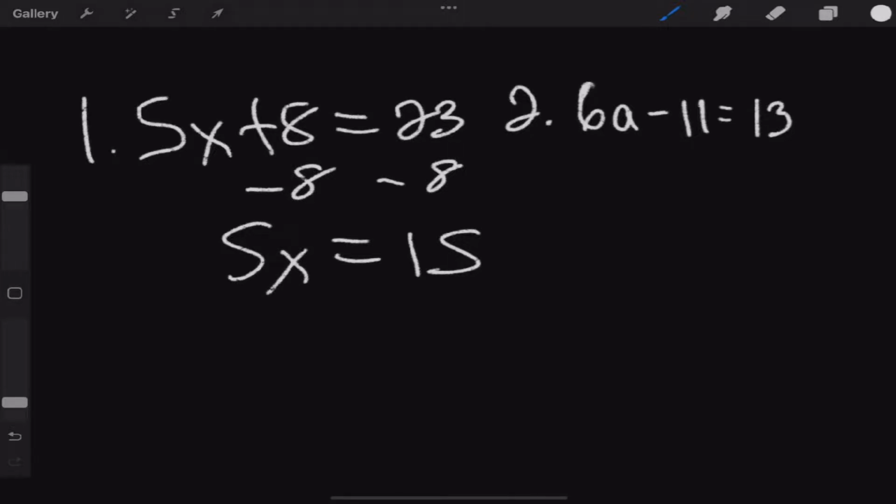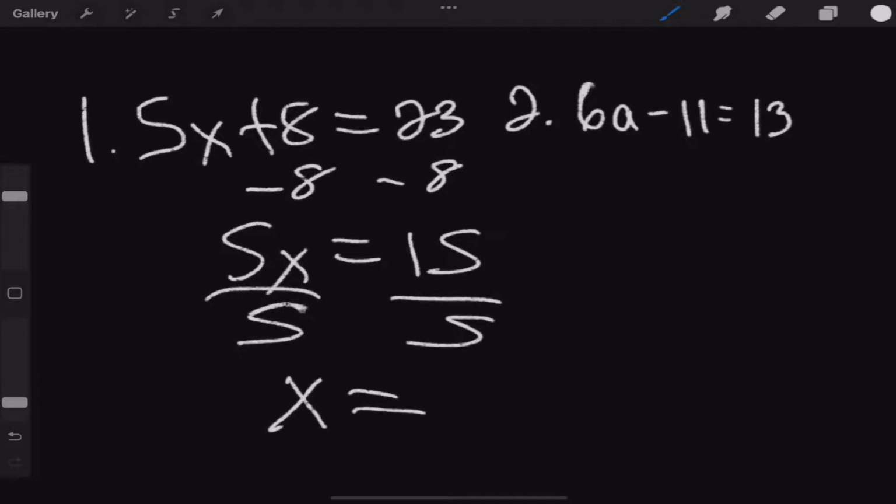Okay, so there we go. We have our 5x equals 15, and then division property of equality, x equals 3. And if we plug this back in, we have 5 times 3 plus 8. 5 times 3 is 15, plus 8 is 23. So this checks out.